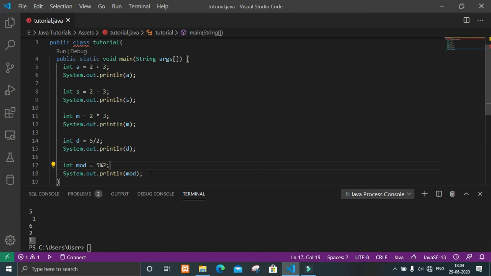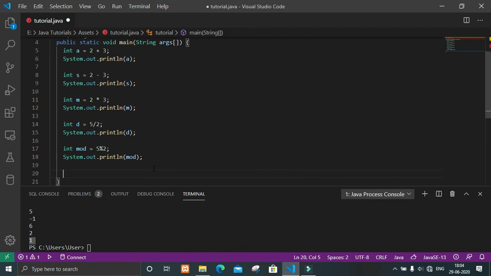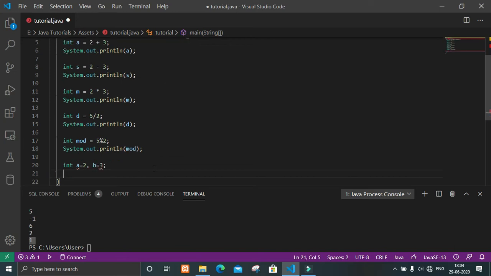And the thing that I said about the increment operator is, let's take a value, or let's take two values, that is a equals 2 and b equals 3, and let's do the output.